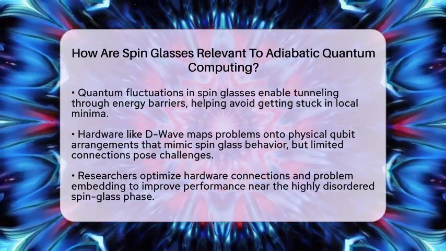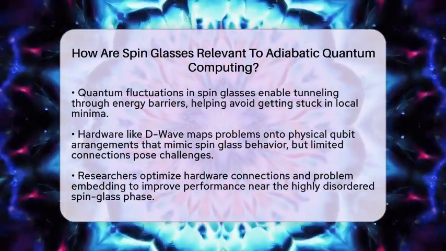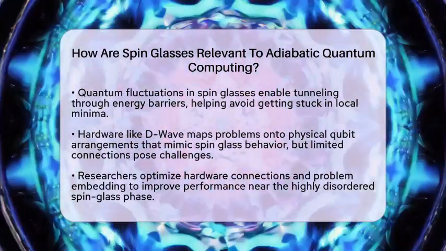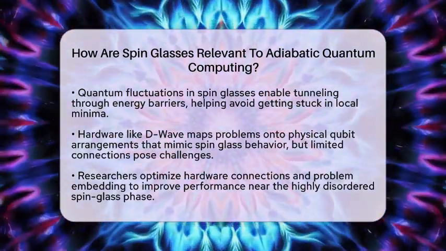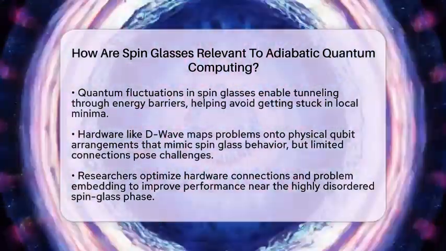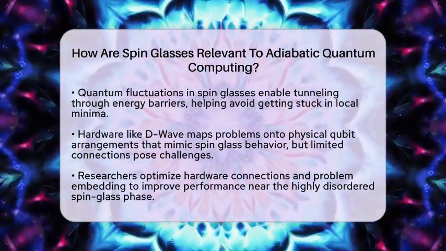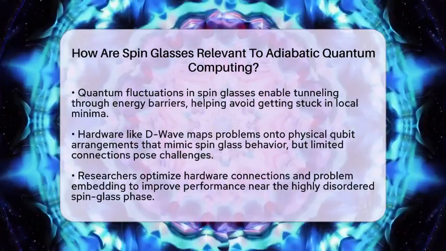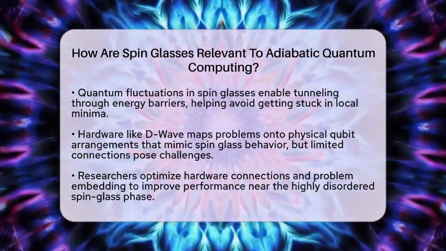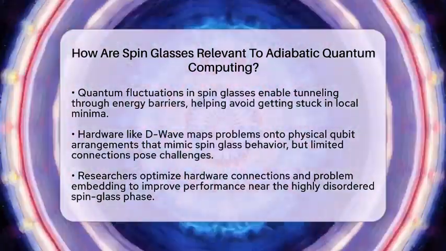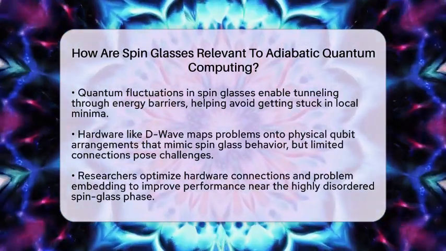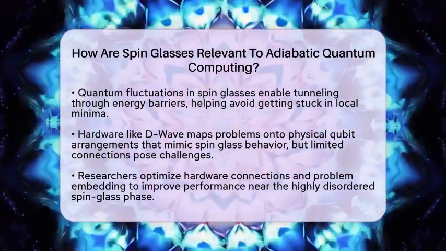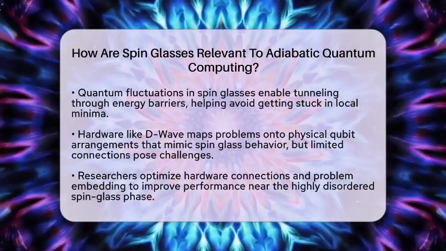toward the ground state. In real quantum hardware, like the machines made by D-Wave, problems are mapped onto hardware graphs that mimic spin glasses. Embedding these problems onto the hardware can be tricky because of limited connections between qubits. Researchers work on tuning these connections to improve performance, especially near the spin glass phase where the system becomes highly disordered. Simulating quantum spin glasses is another big challenge.